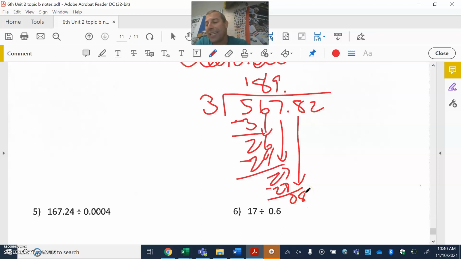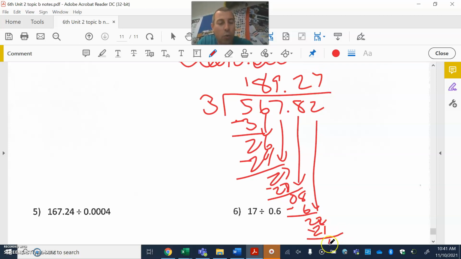How many groups of 3 can you take out of 8? Well, that would be 2 of them. Again, multiply, subtract, bring down the next number. All right. We're going to have to add a 0 on because I can take 7 groups out. That gets me to a 21. Now, remember, we are to the right of the decimal already, so I can simply add my 0 and bring it down.